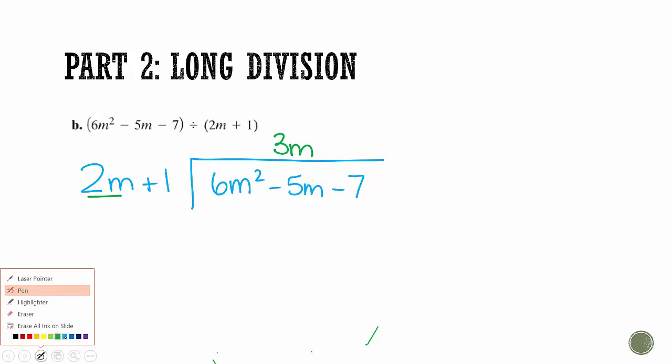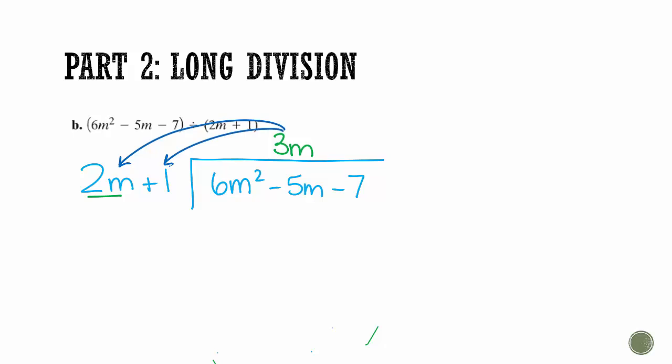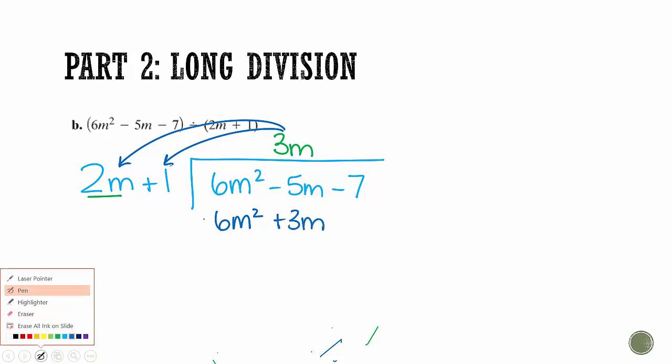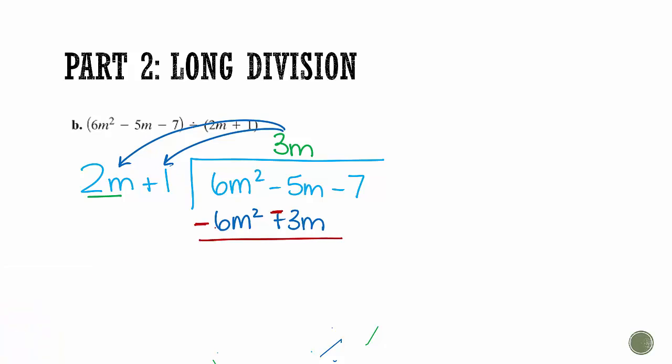And then you go through and you multiply 3m by both of these things here. So 3m times 2m is 6m squared. 3m times 1 is 3m. Super duper important, the part that people always forget is you need to subtract these things here. So this goes away. You get negative 8m, and then bring down the negative 7. And then it starts all over again. So 2m times what gives you negative 8m? And you need a negative 4.